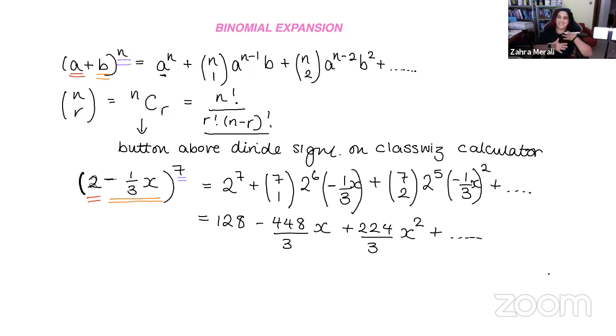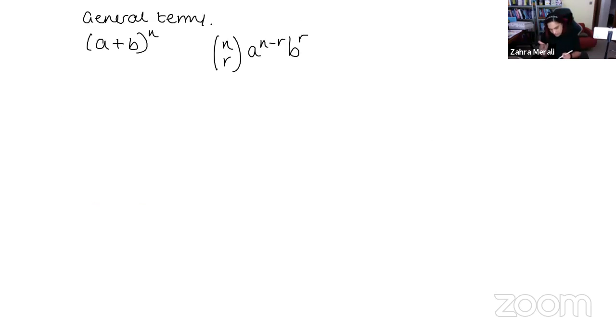Now, the way this gets extended and the other questions you get asked is you tend to get asked for a general term or one term of an expression. So the general term of an expression is if you've got a plus b to the n, the general term, so the third term or the fourth term or anything like that, if you want the power of x that you want, you've got to think which term will it be.